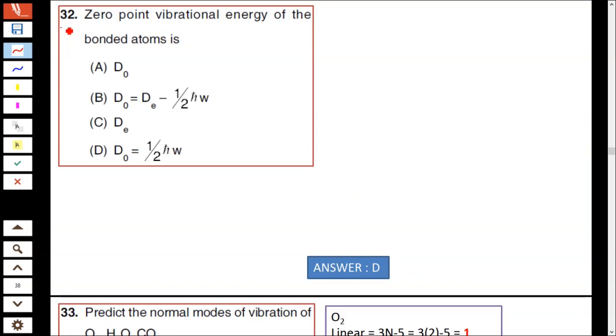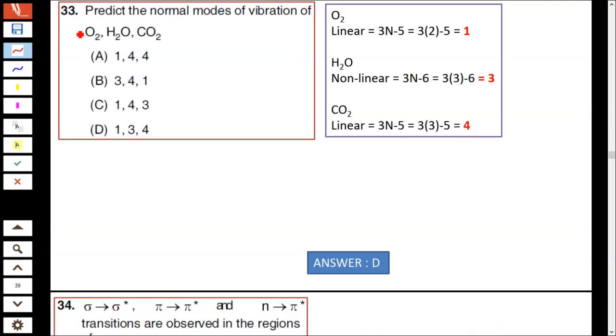Question number 32. The zero point vibrational energy of the bonded atom is given as D0, zero point vibrational energy is equal to 1 by 2 h omega. Option D is correct.